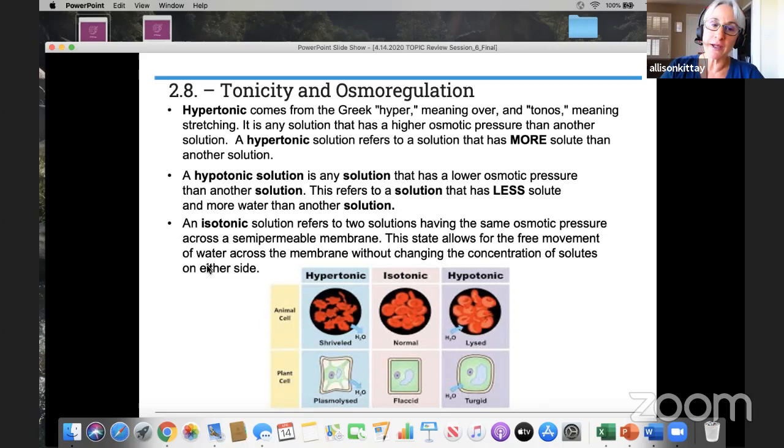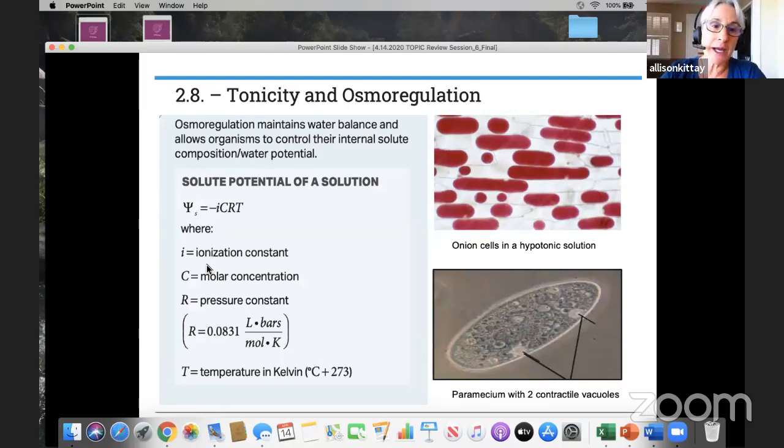Okay, so hopefully that gives you a working understanding of these three terms, but we're going to use these throughout this lesson. All right, so first let's read the statement from the CED. It says that osmoregulation maintains water balance and allows organisms to control their internal solute composition or water potential. The formula, and we're going to get lots of practice with this formula, I know it looks scary. It says psi sub s is equal to negative iCRT.